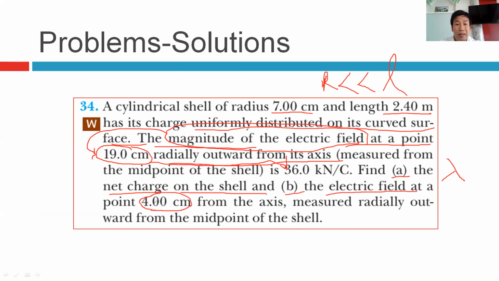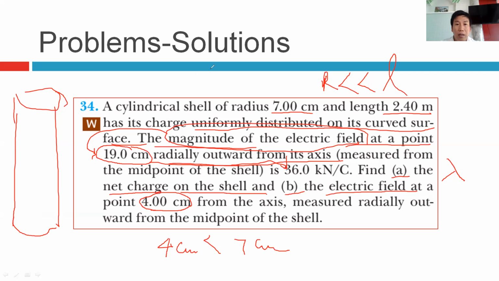Remember, this one is 4 centimeters, which is less than 7 centimeters. This means the point is inside the cylinder. The point you need to determine is inside the cylinder. This one is 4, and from here to here is 7. Okay, let's solve it.